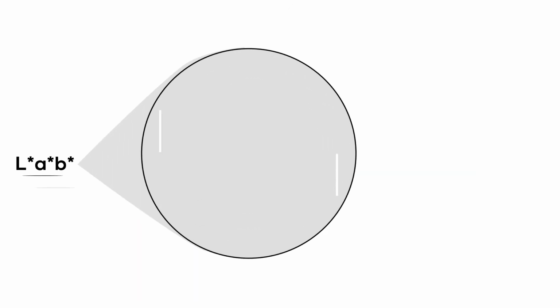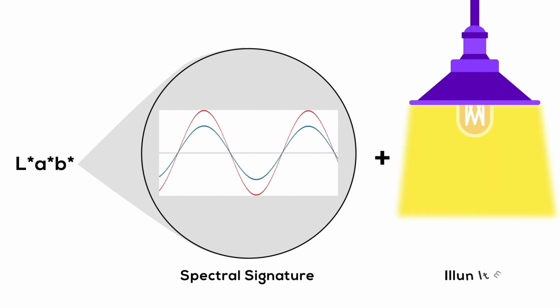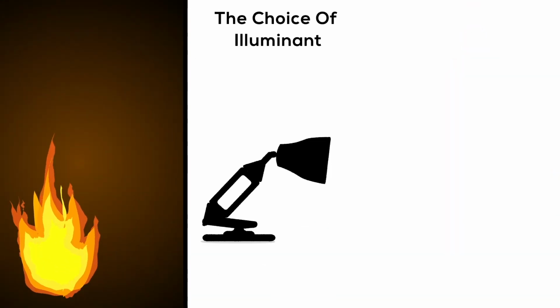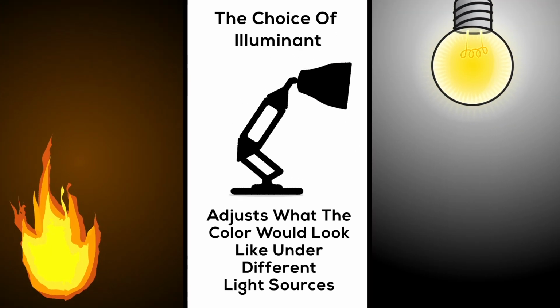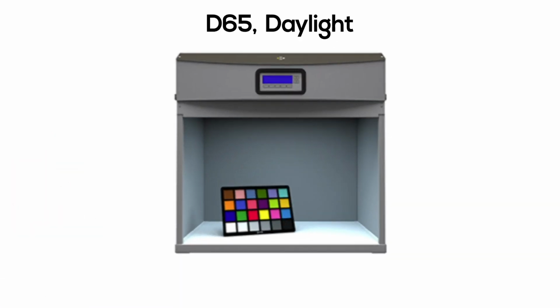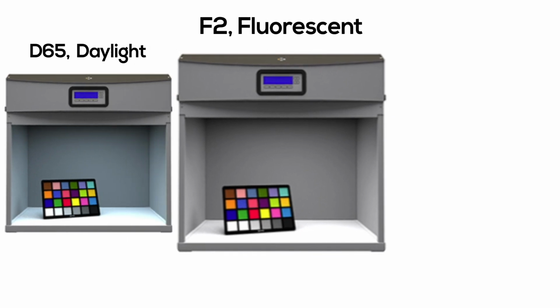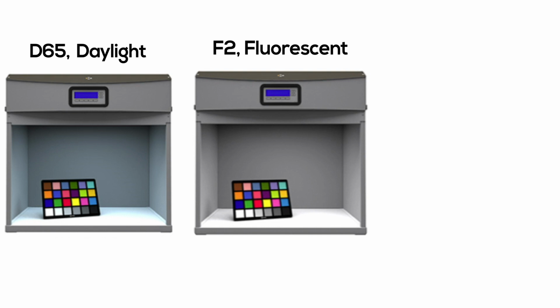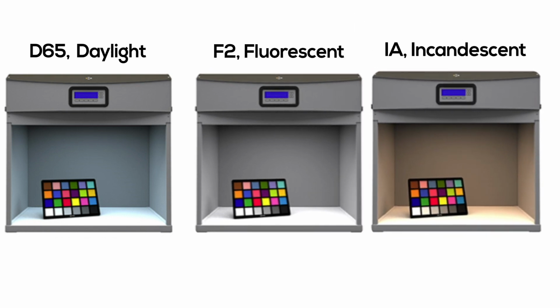All colorimetric values like LAB are calculated from the spectral signature of a sample under a specific light source, known as an illuminant. The choice of illuminant adjusts the calculated colorimetric values to reflect what the color would look like under different sources of white light. Some common illuminants include D65 or noonday light, F2 or cool white fluorescent, which is common in most offices and stores, and illuminant A or incandescent lighting used in most homes.